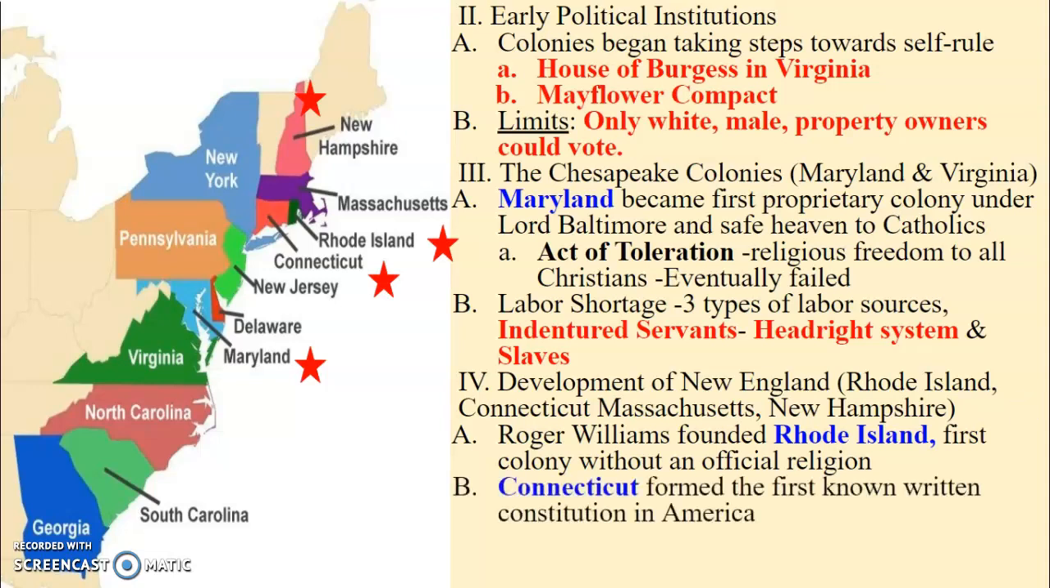We have Connecticut right next to it. It formed the first known written constitution in the Americas. So it was the first written constitution in the Americas. So again, self-government, we're starting to rule ourselves.